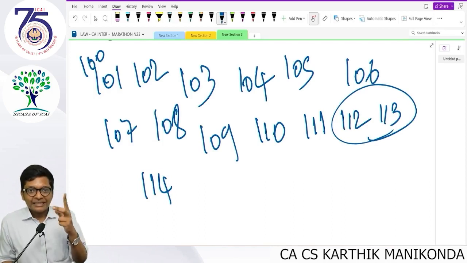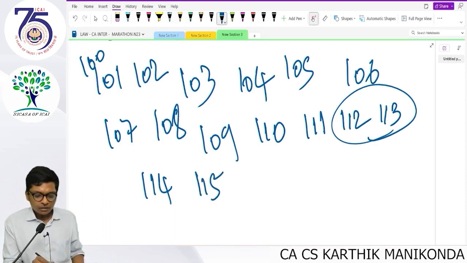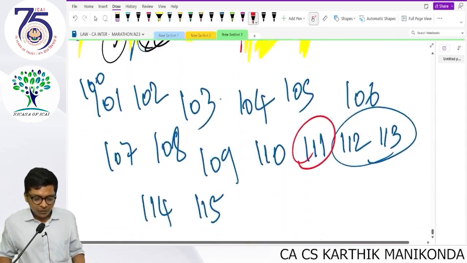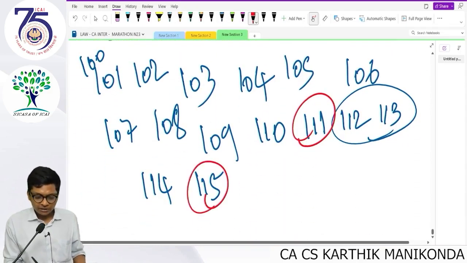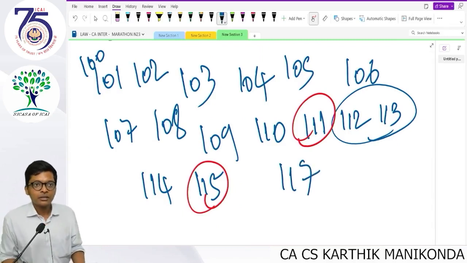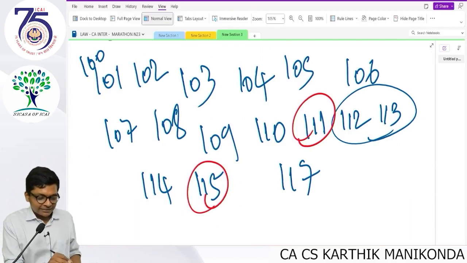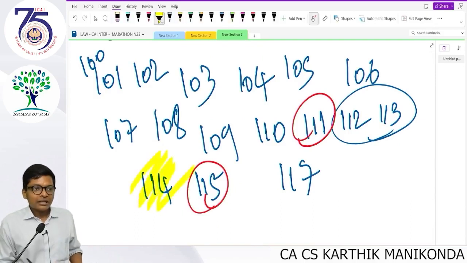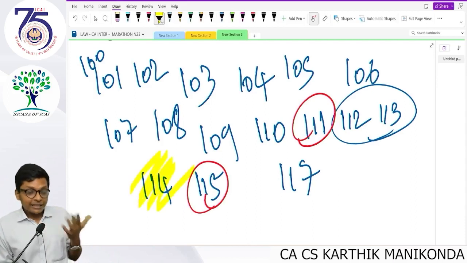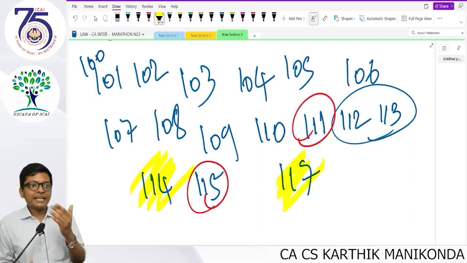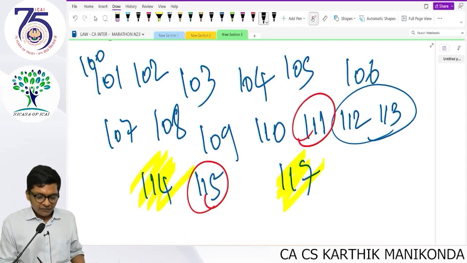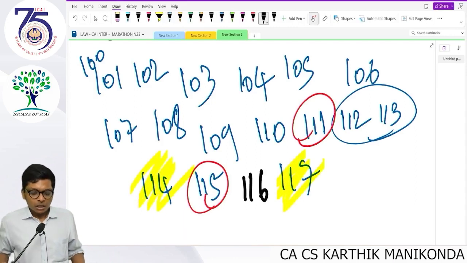Resolution ordinary and special. 115 special notice. 111 just now we saw. Look at this left side. Circular resolution. 115 is special notice. 116 I will come back to it. 117 do you know? MGT 14, 13 days. See, this only we discussed, guys. 114 special and ordinary, 117 MGT 14. 116 is a small section.